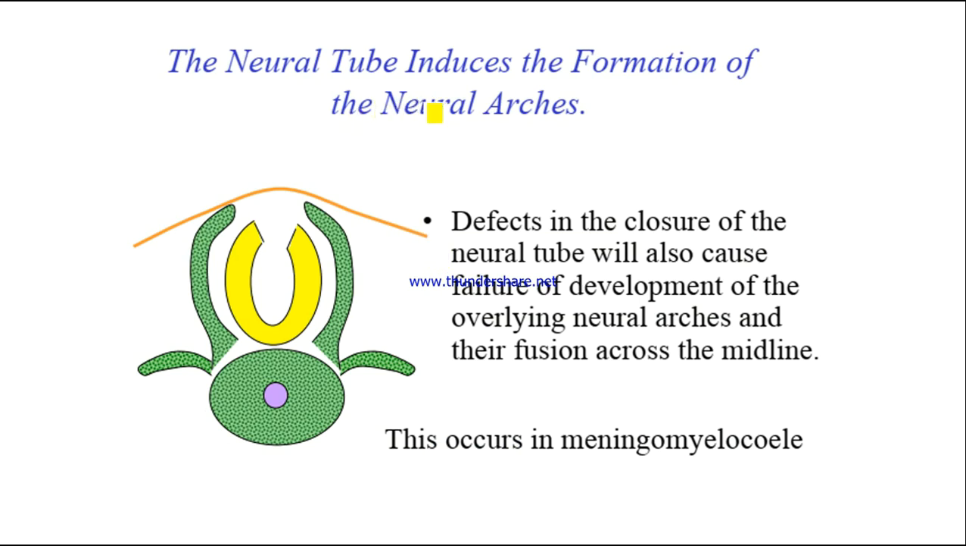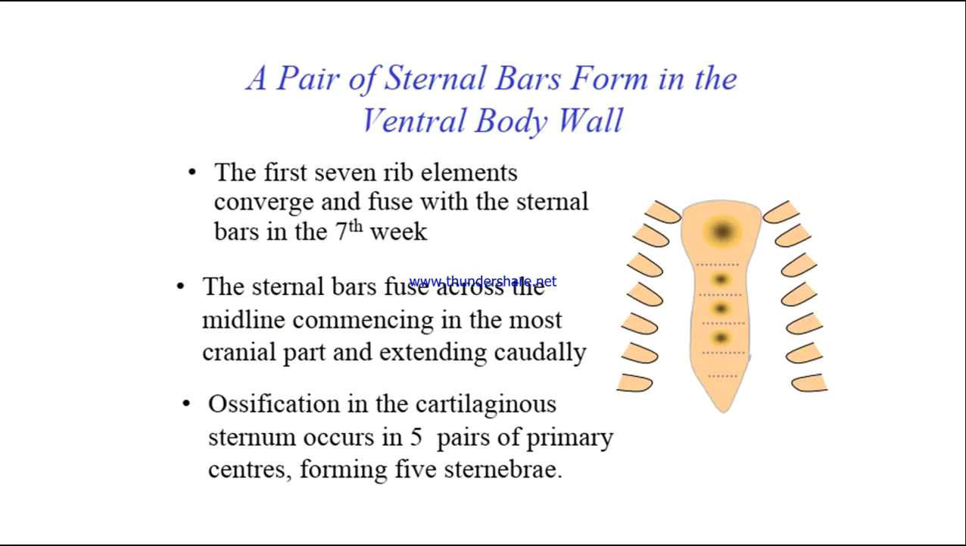So the neural tube induces the formation of the neural arches, and defects in the closure of the neural tube will also cause failure of development of the overlying neural arches and their fusion across the midline. This occurs in conditions such as meningomyelocele, in which we get the non-fusion.